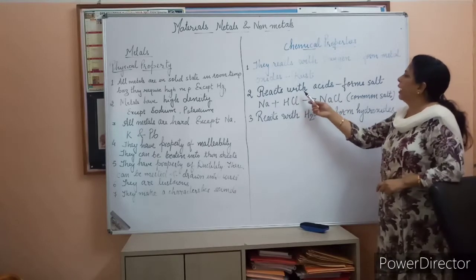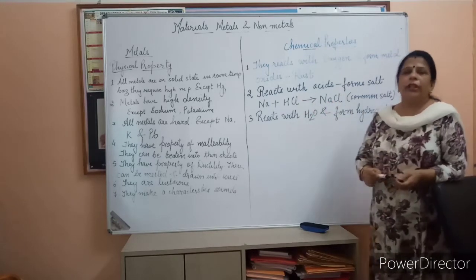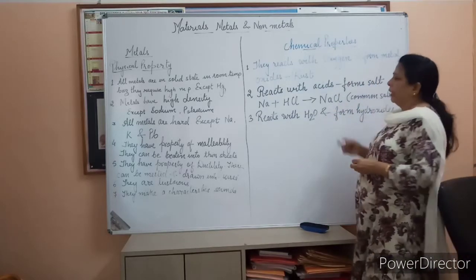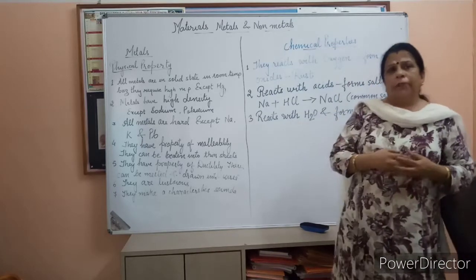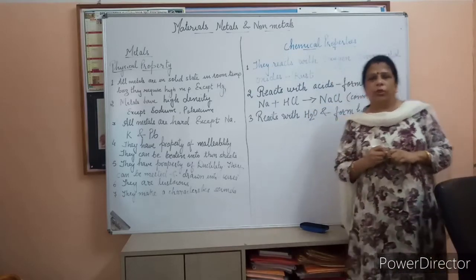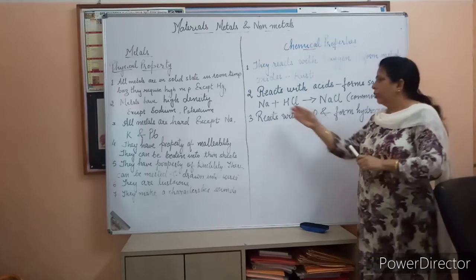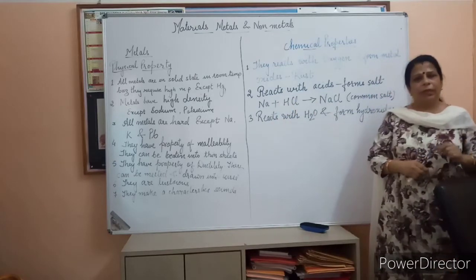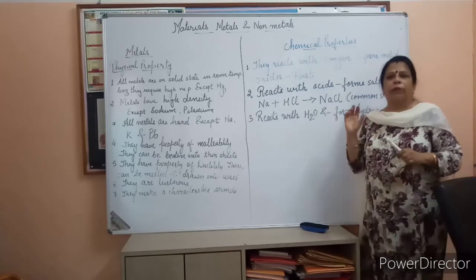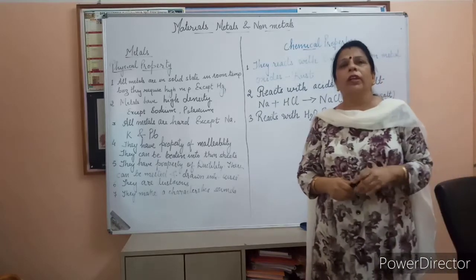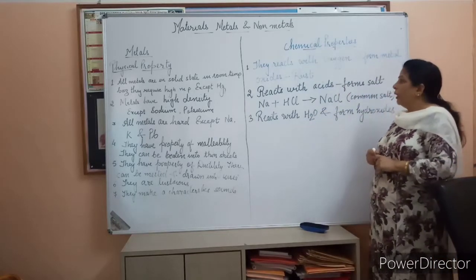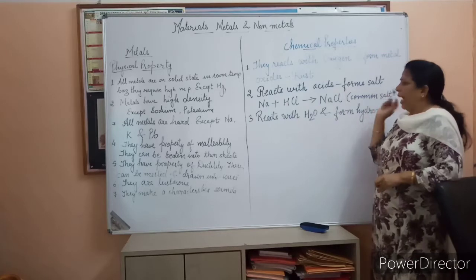Now, reaction with acids. All the metals react with the acids and form their salt. In the previous class also, you have studied that sodium is a metal. Now this sodium reacts with HCl. HCl means hydrochloric acid, and it forms NaCl, which means sodium chloride, a common salt which you use daily in cooking. So all the metals react with acid.